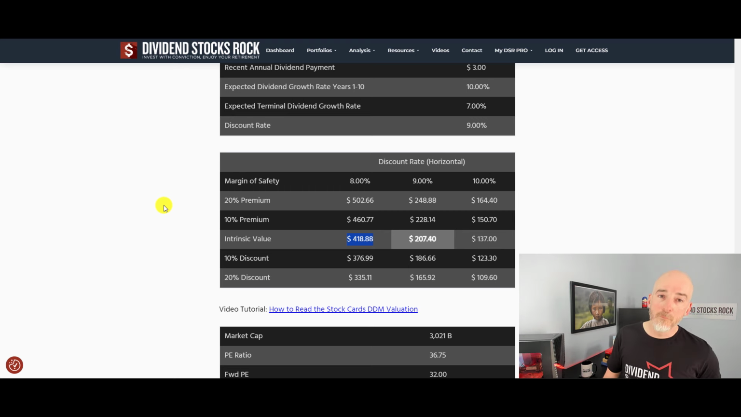Do not base your buy or sell investment decisions on the DDM, but it's a great tool if you want to compare more than one stock in the same industry and determine which one has the best value going forward. Always keeping in mind that it's just about the dividend payment and not about the capital growth.